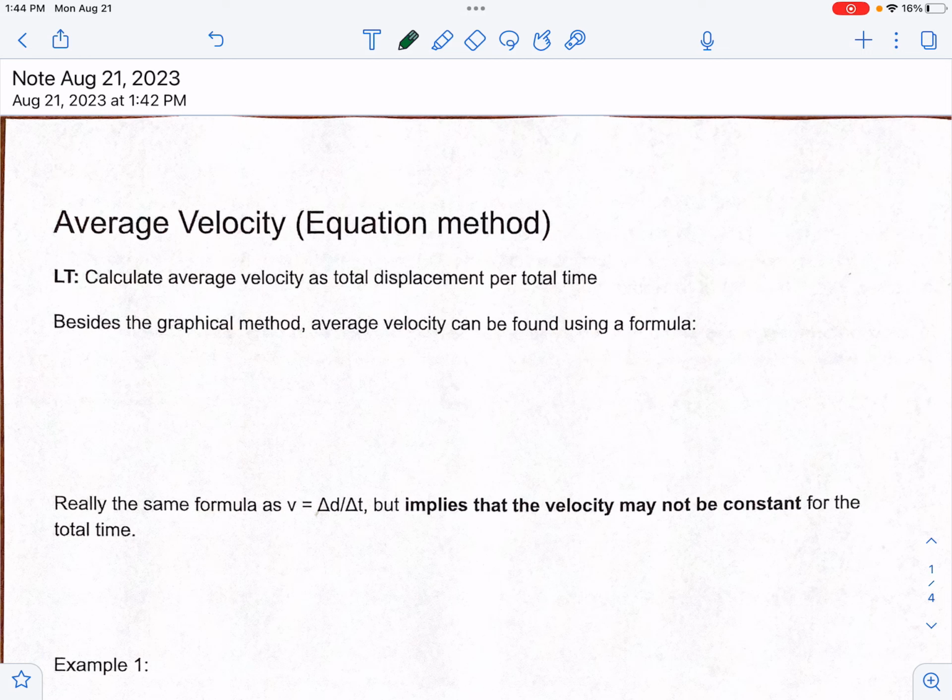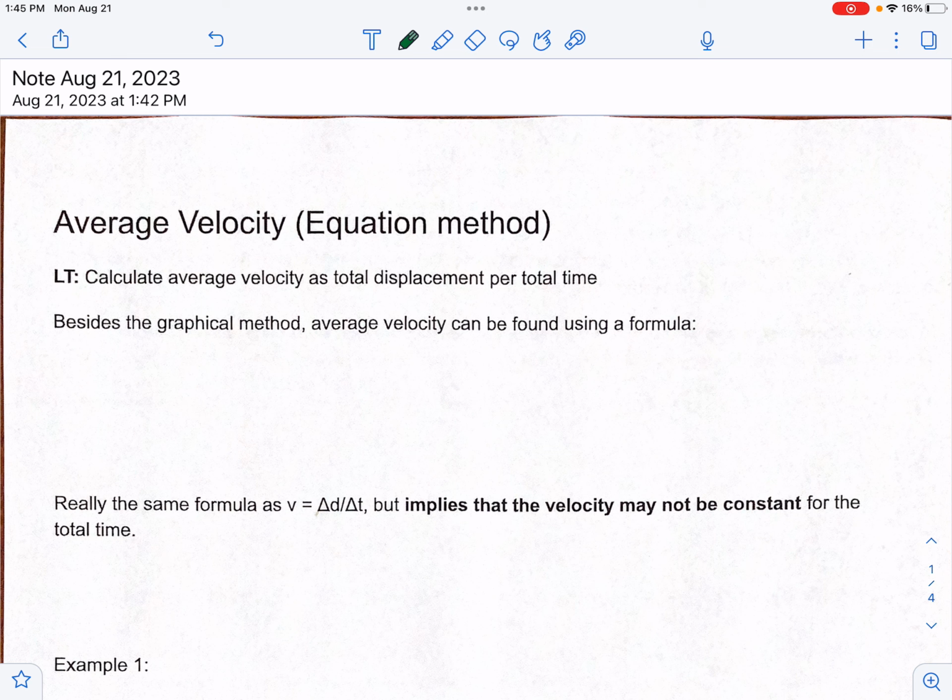All right, so this video is going to go over pages 23 through 26. We're going to be going over average velocity. Besides the graphical method, which is when we just connected the 2 points and found the slope to find average velocity, now we're actually going to use a formula given off word problems.